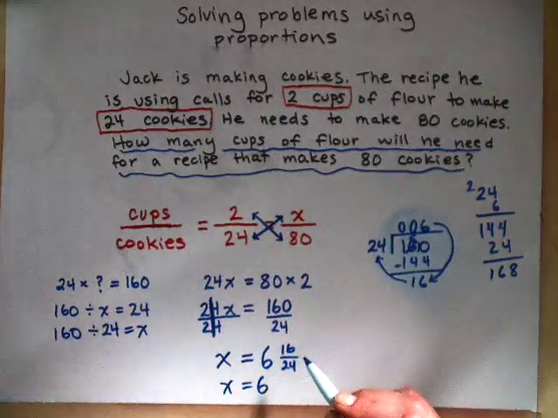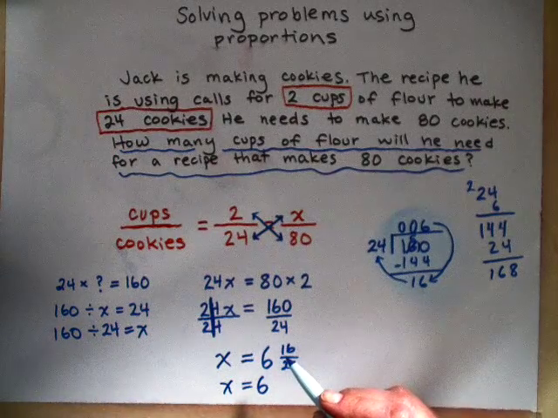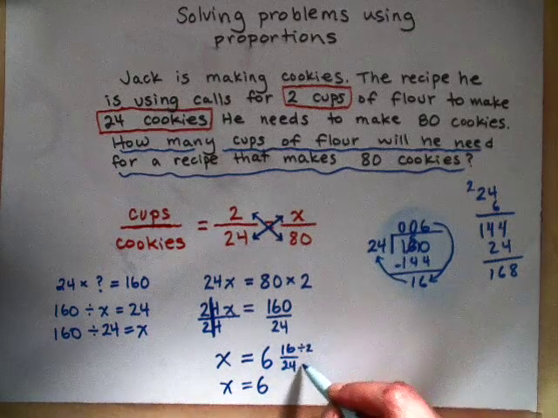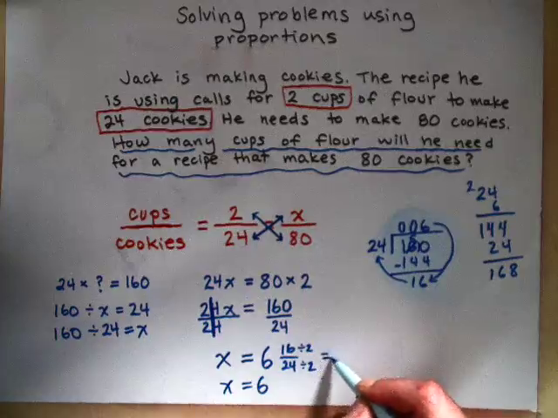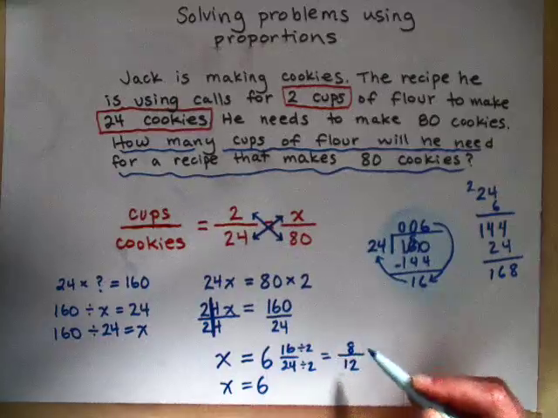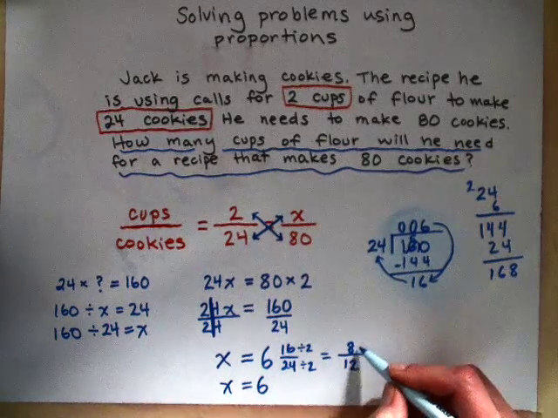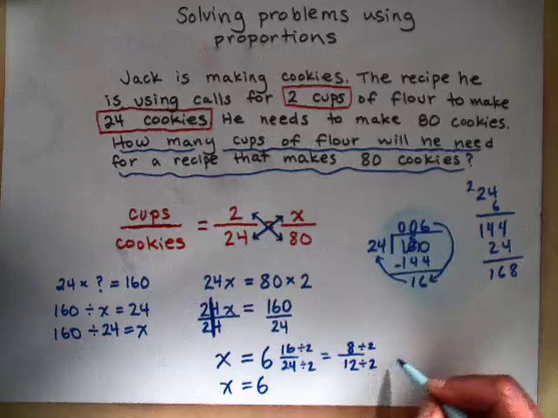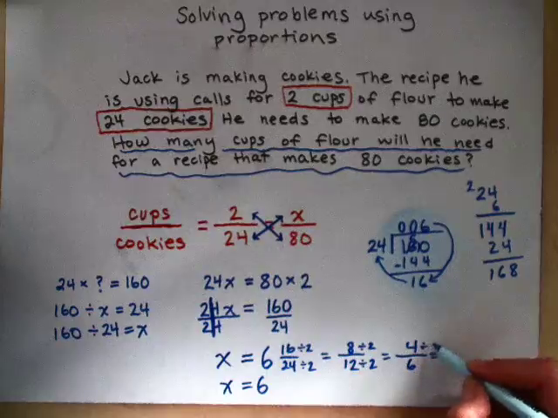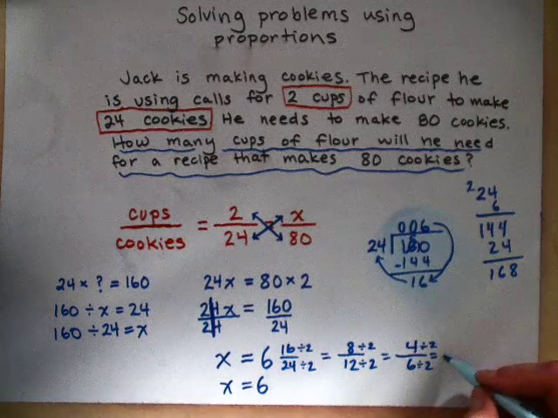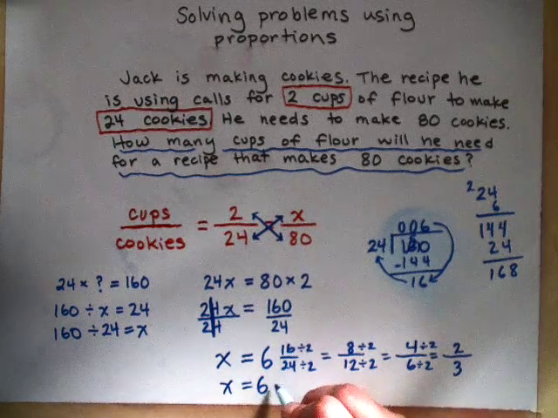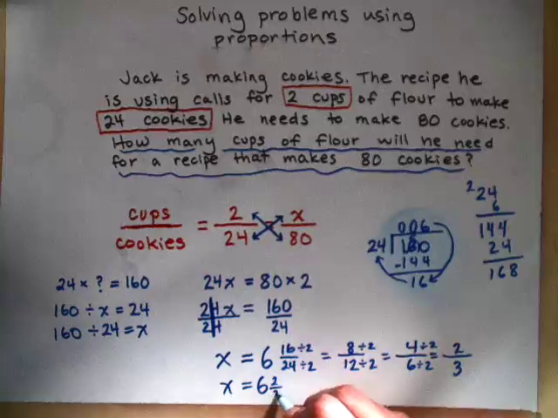And I know that 16 can be divided by 2. I know that most people like to just start with 2. And so that's 8. 24 divided by 2 is 12. And I know that 8 and 12 can still both be divided by 2. So I'm going to keep going. 4, 6. And those can still be divided by 2 as well. Any even number can be divided by 2. So now I have 2 over 3. So this is 6 and 2/3.